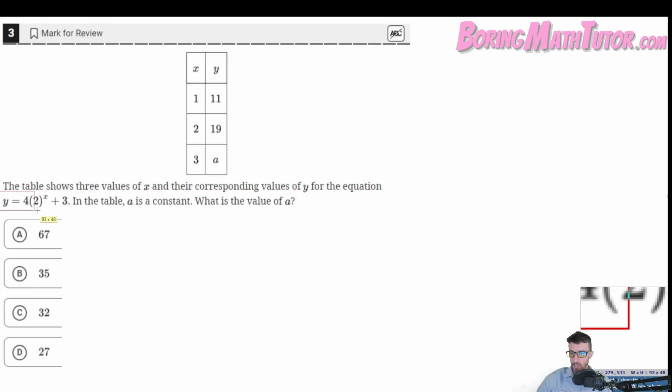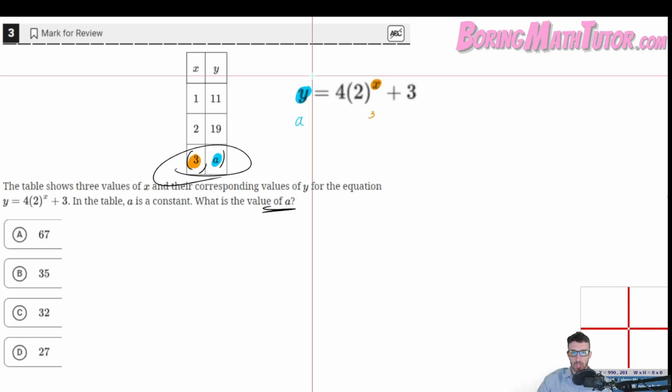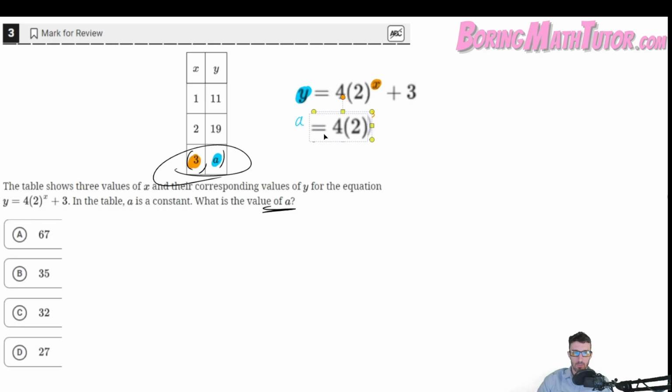All right, they're giving us an equation down here. Let's take that equation, and because they're asking for A, we can notice that A is in the table here as the 3 comma A. So what that means is you're going to take the y value and replace it with A, and you're going to take the x value and replace that with a 3. But you're still going to have equals 4 times 2 raised to the 3. And also you're still going to have this plus 3 out there.